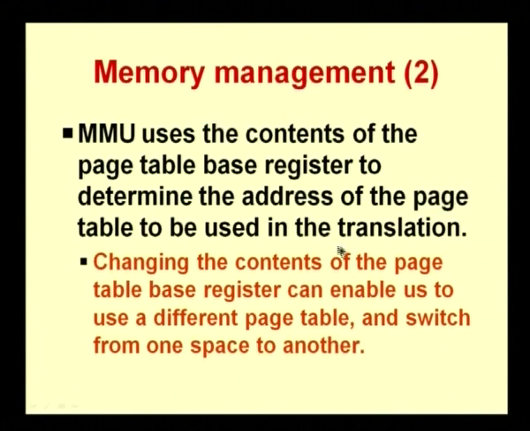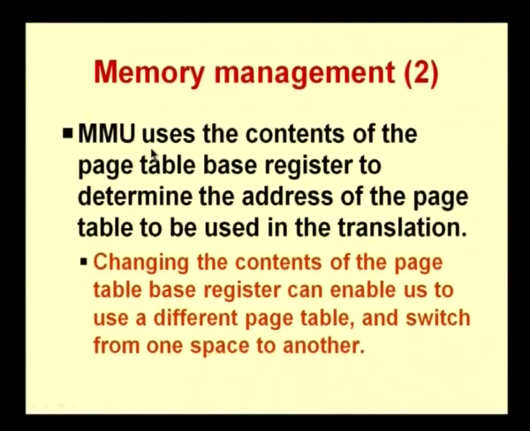So, what we actually do is different page tables can be maintained for the different processes, and it is the job of the operating system to switch from one page table to another page table when it is switching from one process to another process. And how do I switch from one page table to another? All I need to do is change the contents of the page table base register. Remember, the page table base register is the one that is pointing to the page table. So, if I change the page table base register, I can switch from one space to another space.